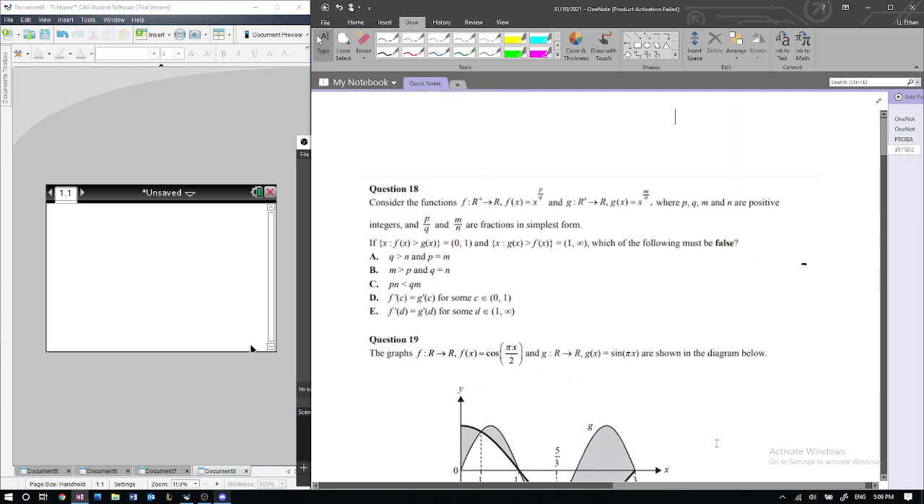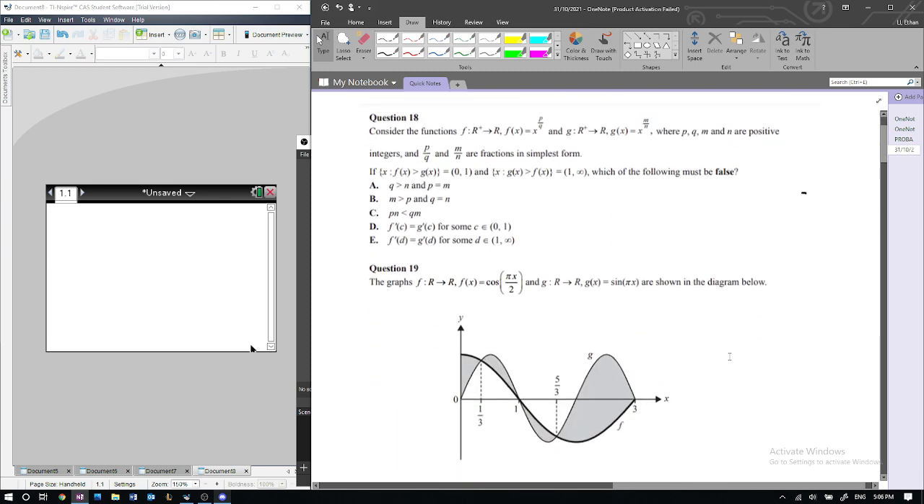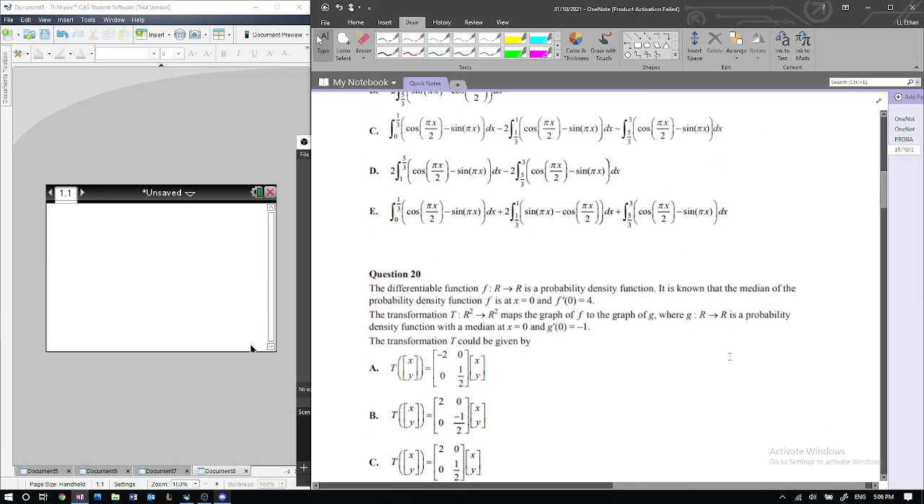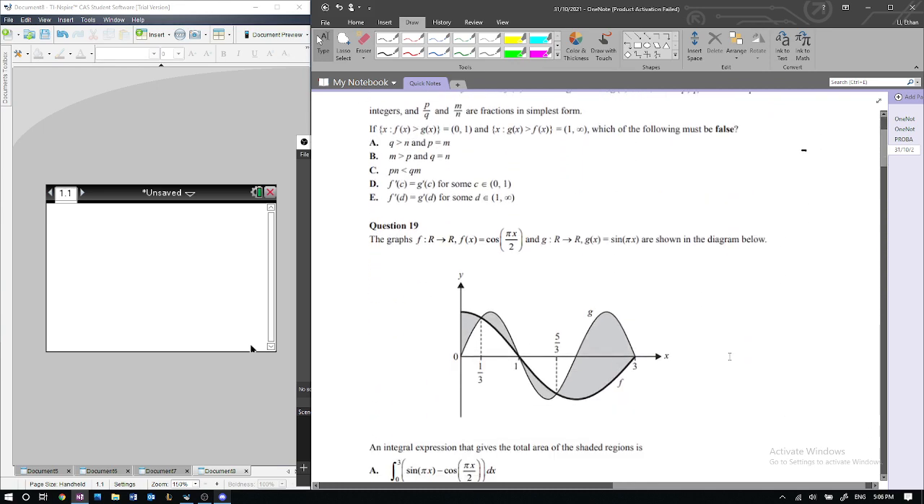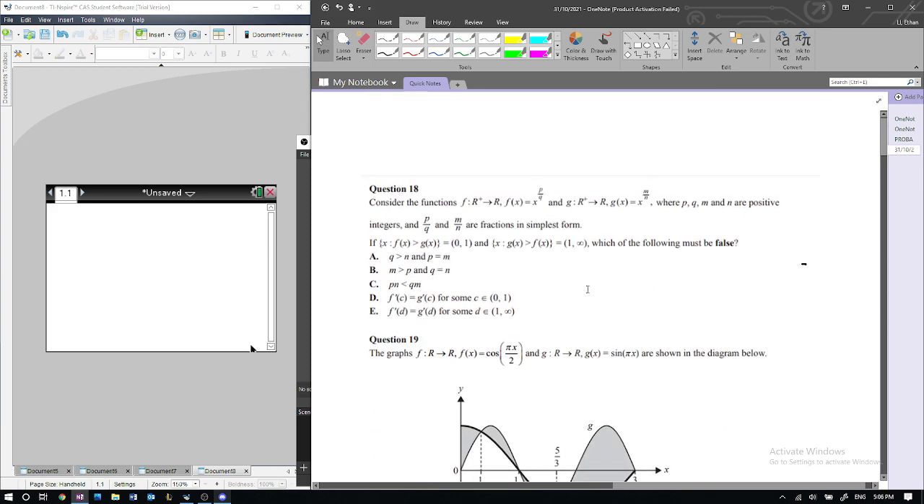So we'll start. First of all, there's three multiple choice questions, and they're all from the 2018 exam 2, and these three are pretty hard conceptually. Well, I think question 19 is okay, but 20 and 18 are pretty hard. So we'll get started now.